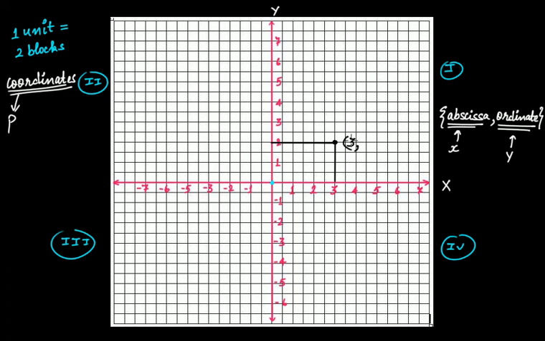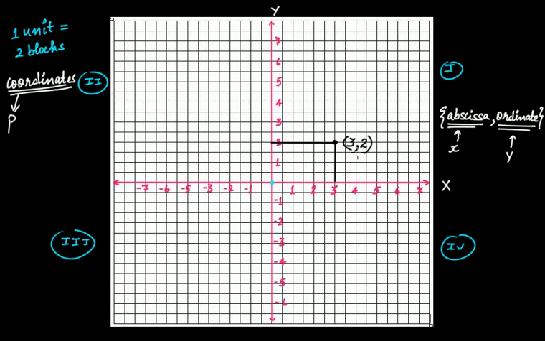Like here, when we wrote 3, it means 1 unit, 2 units, and 3 units on the x-axis. In the same way, when you have to write the y-coordinate, you have to count the number of units on the y-axis. So 1 unit and 2 units. That's basically the distance from the x-axis. So write 3, 2. Is it clear?